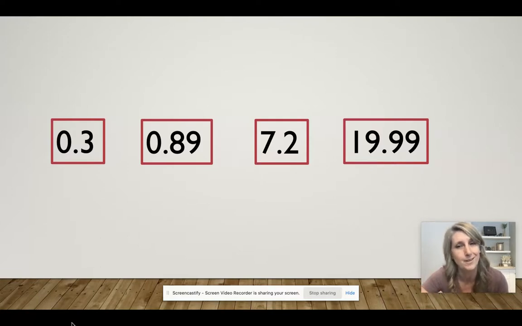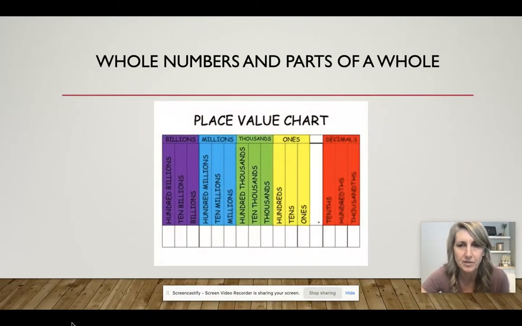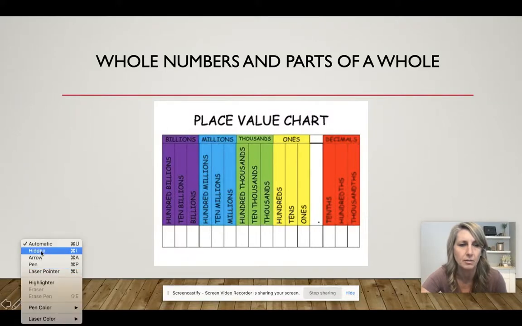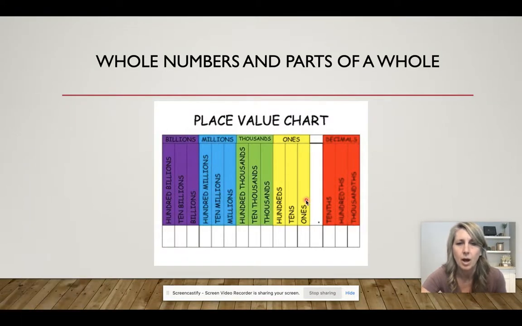Or if you've seen this as a price, you might be thinking $19.99. And we've seen the place value chart before. We know that we have a repetition of ones, tens, hundreds, thousands, 10,000s, 100,000s, millions, 10 millions, 100 millions, and it continues. And we know that as we go further along, the quantities get bigger.